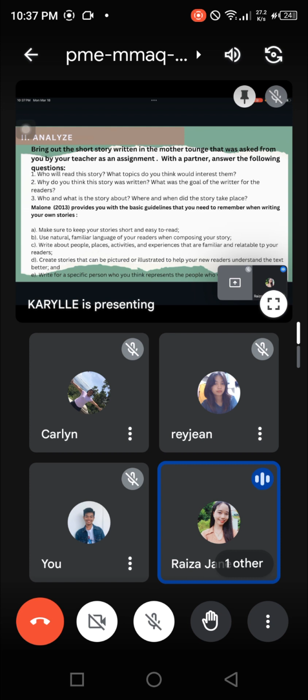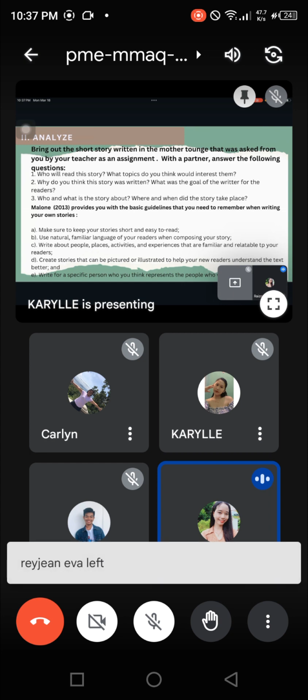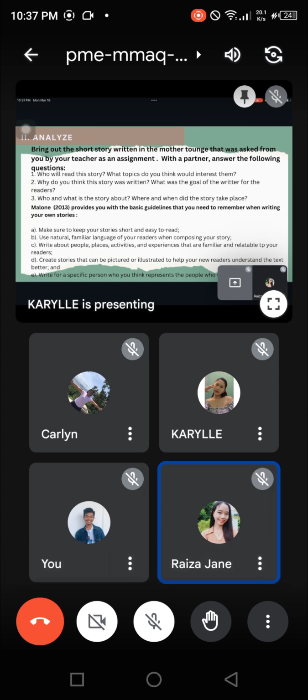Then, who and what is the story about? So, para kanino or saan nga ba tungkol yung story? Then, where and when did the story begin? So, kailan ito na-publish, sunod, or kailan ito naman story na yun. And then, Balon or provides you with the basic guidelines that you need to remember when writing your own stories. So, the first one is make sure to keep your stories short and easy to read.